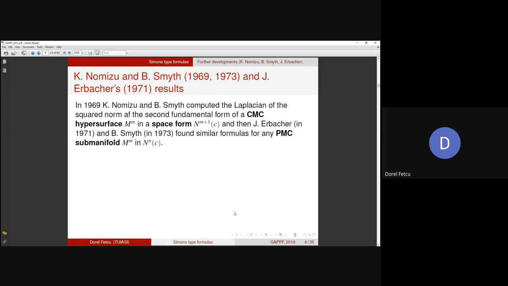Thus, in 1969, Nomizu and Smith computed the Laplacian of the squared norm of the second fundamental form of a CMC hypersurface in a space form. And then in 1971, Erbacher, and in 1973 again Smith, found similar formulas for any PMC submanifolds M in a space form. In this case of PMC submanifolds, one computed the Laplacian of the squared norm of the shape operator considered in the direction of the mean curvature vector field instead of the second fundamental form.